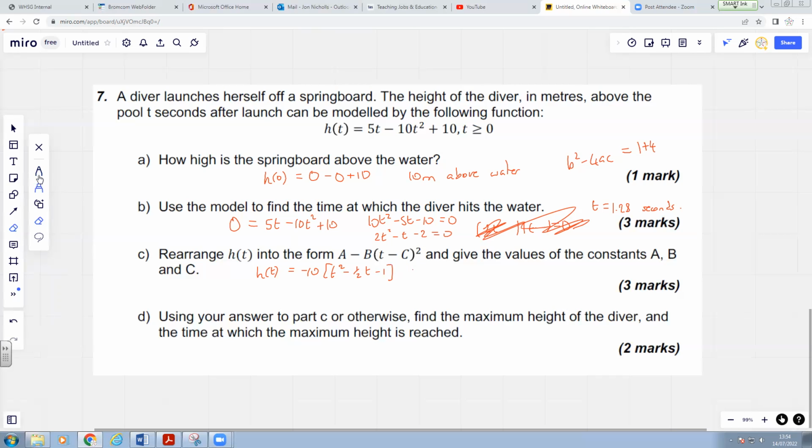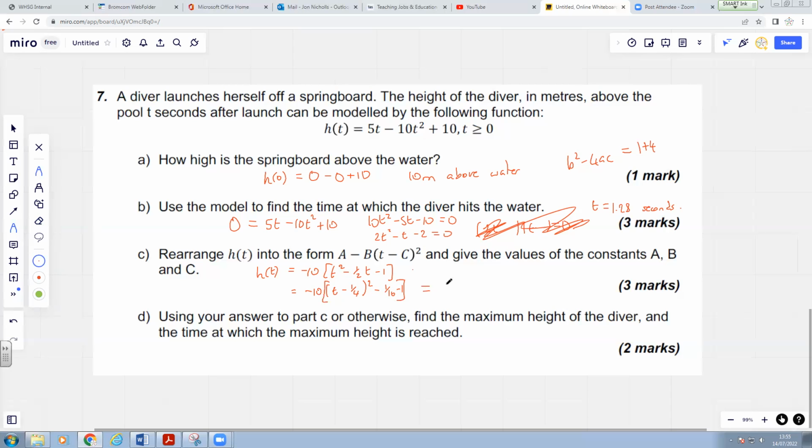And now I'm going to complete the square. So I take the minus 10 out first, then I complete the square as normal. T minus a quarter squared. Apologies for my ugly writing there. Try again on that. T minus a quarter squared. That will give you t squared minus a half t, but it also gives you minus a 16th. And then we've got a minus 1 on the end.